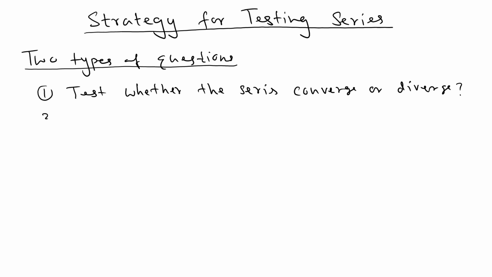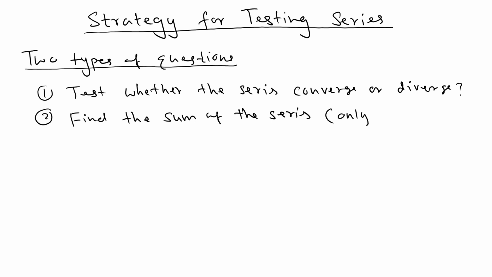The second type of question: if the series converges, then they can ask you what the sum of the series is. So find the sum of the series. But this question is only valid when the series converges, because if the series diverges, we can't talk about a sum. There's no sum, because it's going to fluctuate.